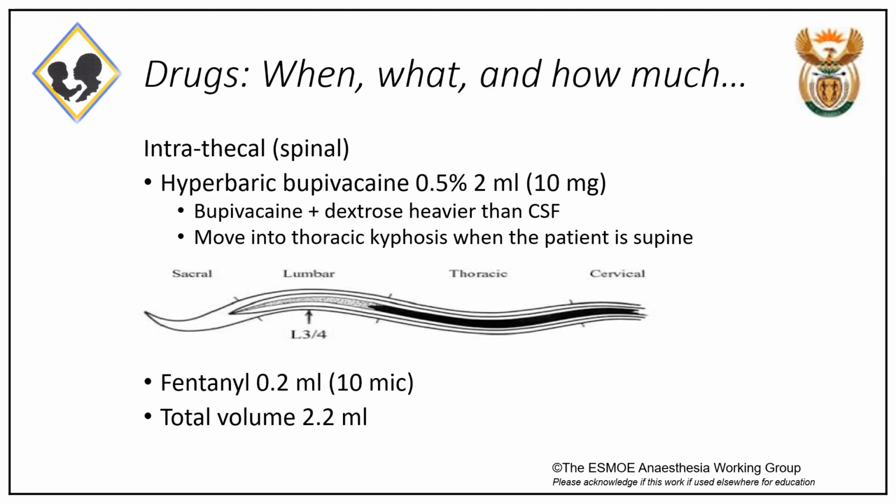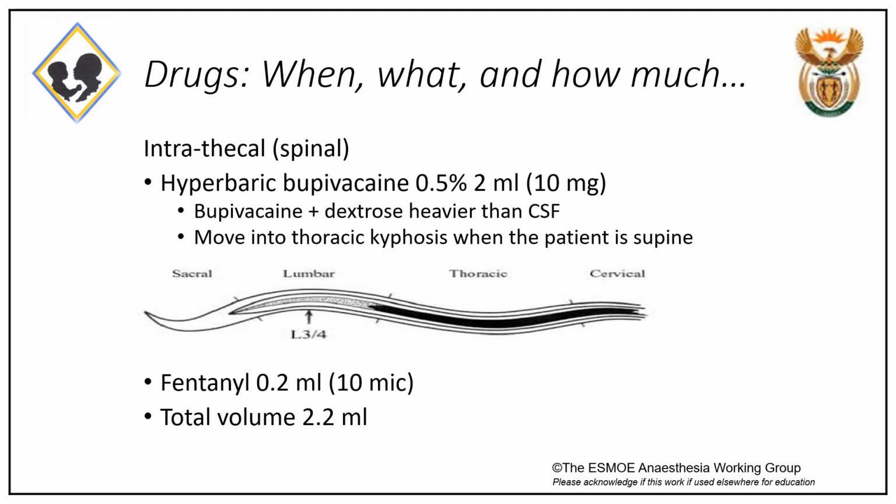The spinal level required for cesarean delivery is T5. We cannot do a spinal at T5 as the needle will damage the spinal cord. We therefore use bupivacaine, to which dextrose is added to make it heavier than CSF. This hyperbaric mixture is injected in the lumbar area below L1 where the spinal cord terminates. When the patient lies down, the heavier local anesthetic will move into the thoracic kyphosis and block the thoracic levels.